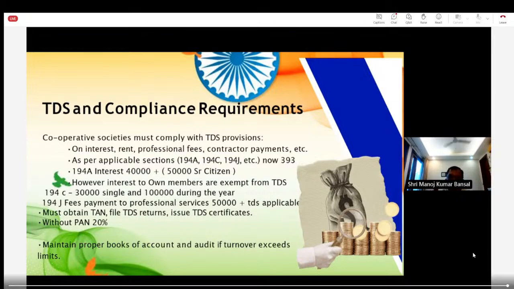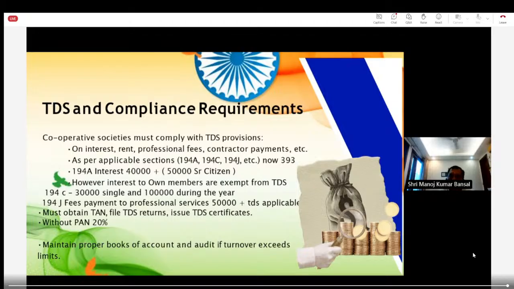Suppose 50,000 interest has accrued, then the rate of TDS is 10%. In the normal case, if it is paid to a non-member, then TDS of 5,000 will be deducted and 45,000 will be credited to his account. But in this case, if it is paid to a cooperative bank member, then the whole 50,000 will be paid to him.